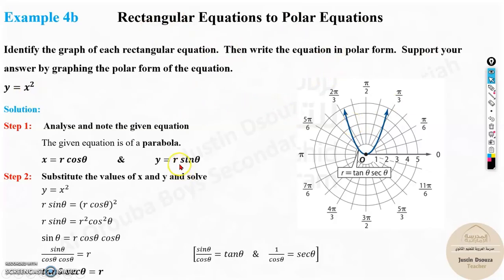Again, I will just recall one important thing, that is the formula: x equals r cos theta and y equals r sin theta. Whenever you are given a rectangular equation, it will be in terms of x and y. Substitute these formulas and then simplify. You will get the answer.